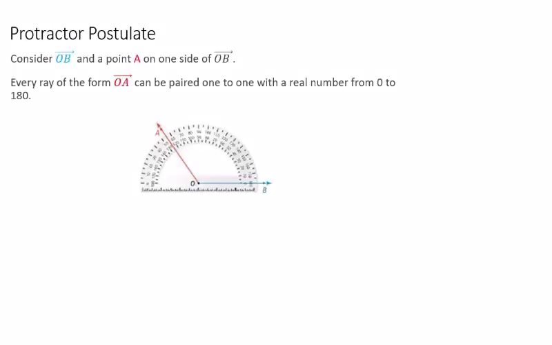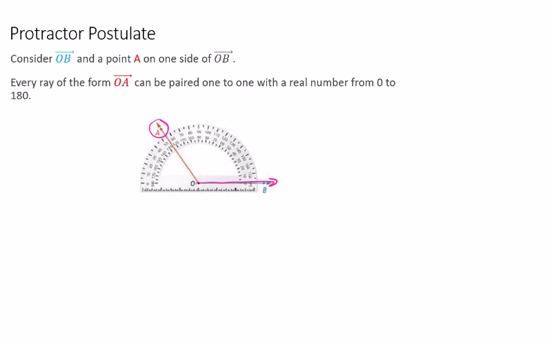All right, so the protractor postulate. So if we have a ray OB, so here's OB, right? And then we have a point, like in this case, point A on one side of OB, and that A could be anywhere, right? Here in the picture, you see it there, but A could be over here, it could be over here, right? Anywhere, okay?